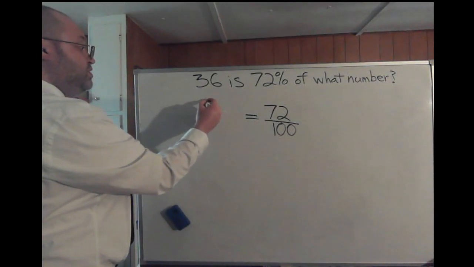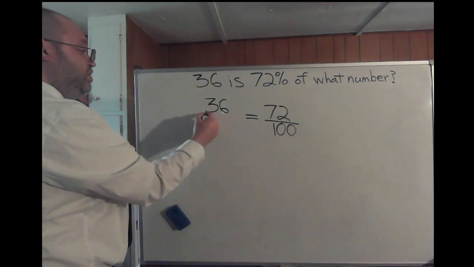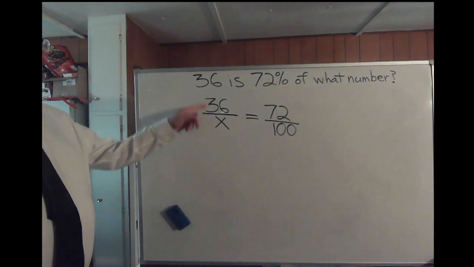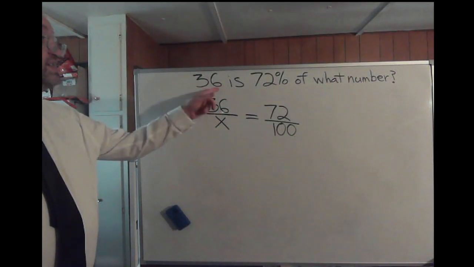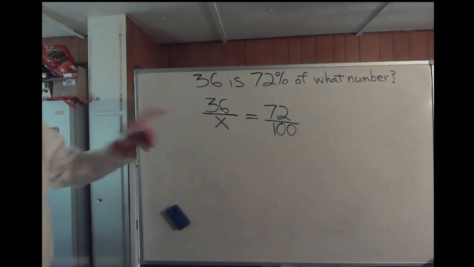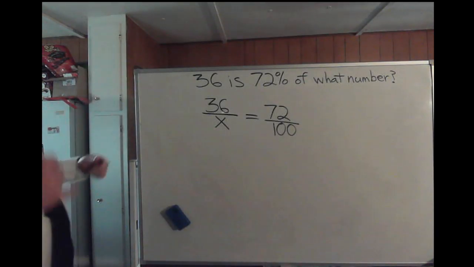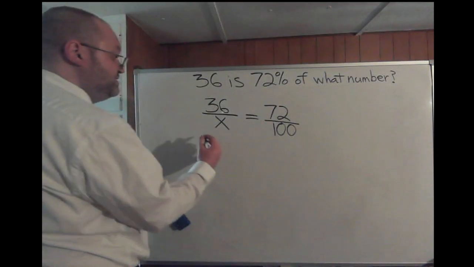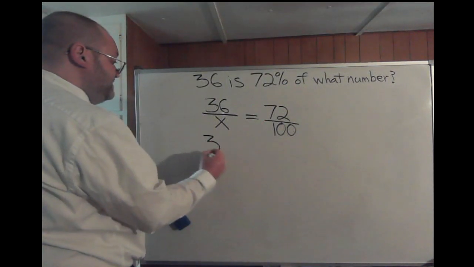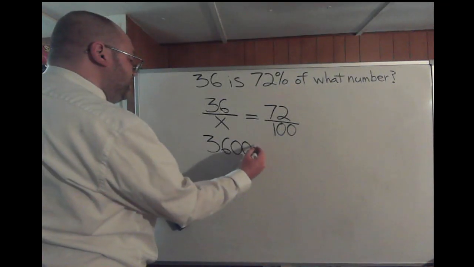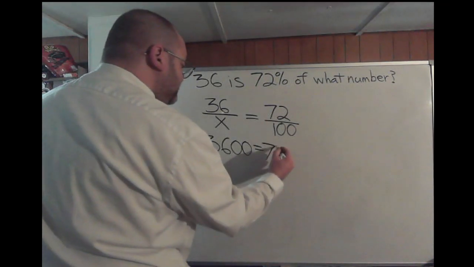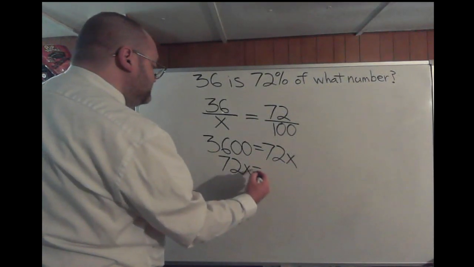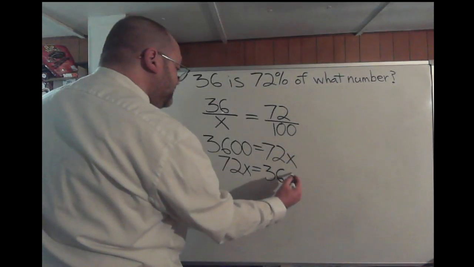Now this is different. 36 is 72% of what number? This time we know the numerator, 36. What we don't know is what number it's out of. That's okay. We're going to solve this like we would any other proportion. You'll take your 36 times 100, which would be 3,600. That's going to be equal to x times 72, or simply 72x. I'm going to switch these around because I like to have the variable on the left. 72x equals 3,600.